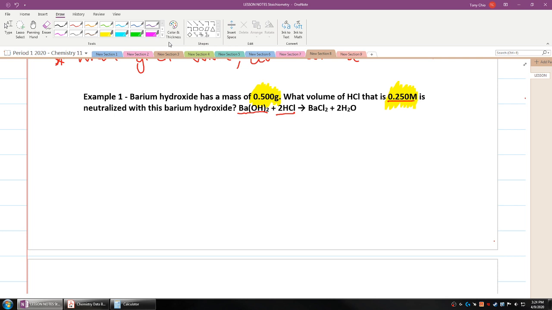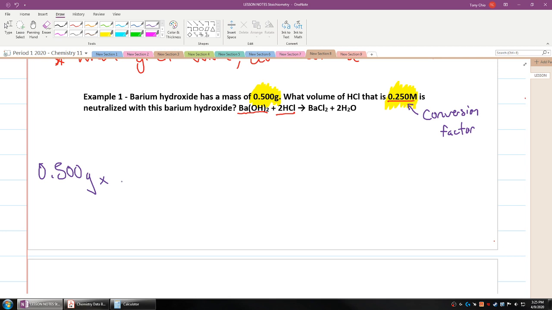Well, we need to first of all know that our concentration can always be used as a conversion factor because it's made up of two or more units. In this case, it's a derived quantity. So what do we have? We have 0.500 grams of barium hydroxide, and we need to get this to moles of barium hydroxide. So we've got to use the molar mass.